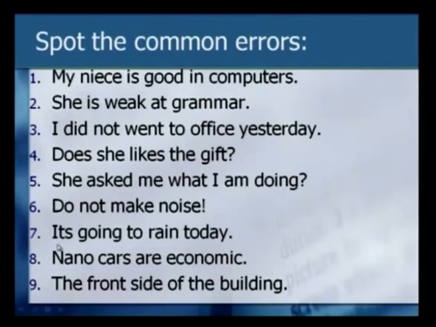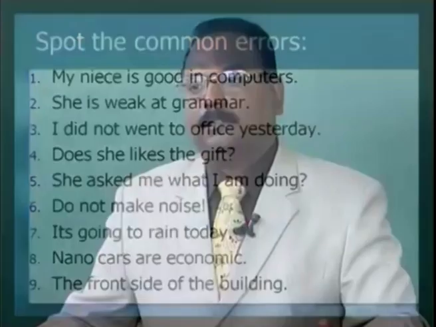I am not going to read it, because if I read it you will get the error. So, look at this form. ITS is written here, going to rain today. And 8, nano cars are economic. 9, the front side of the building.